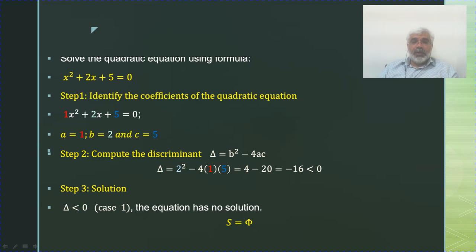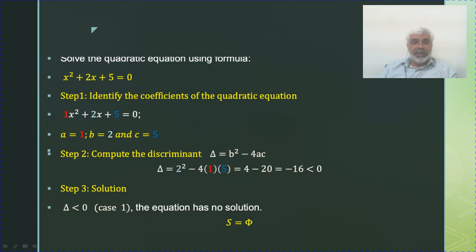Step number 2, compute delta, the discriminant. Delta equals b squared minus 4ac. b equals 2, so it will be 2 squared minus 4 times 1 times 5. 4 minus 20 is minus 16. Delta is minus 16, less than 0. So less than 0 means that there is no solution.